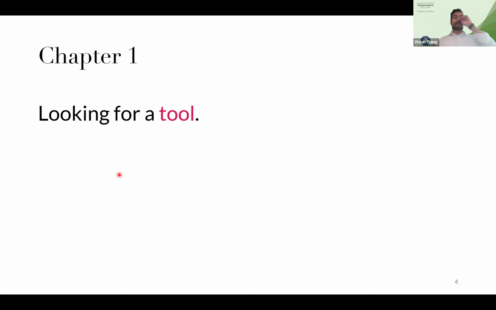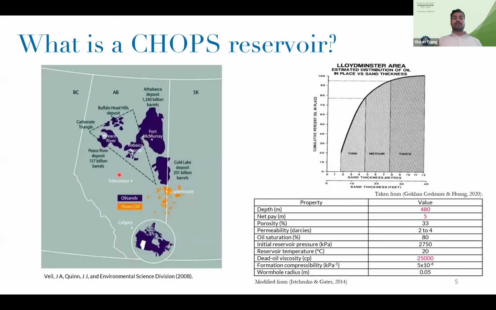So the first part of this presentation is looking for a tool. And what I'm going to try to explain is the tool that we made and designed and how it works. So this work was intended to explain and try to understand what are called CHOPS reservoirs. I'm going to spend some time on what a CHOPS reservoir means, because most of you may have a kind of idea, but a limited idea, of what an oil reservoir could be.